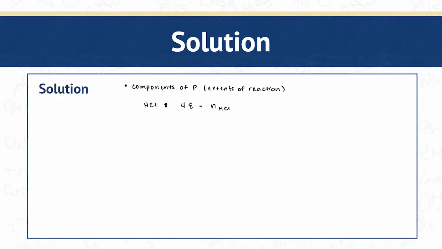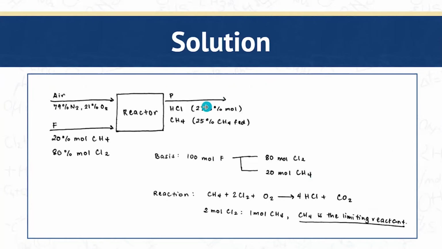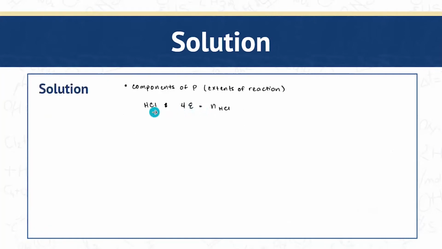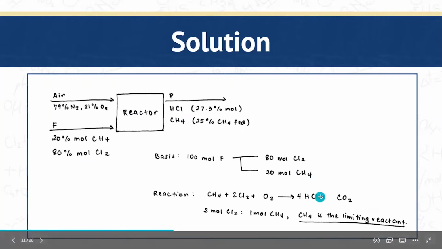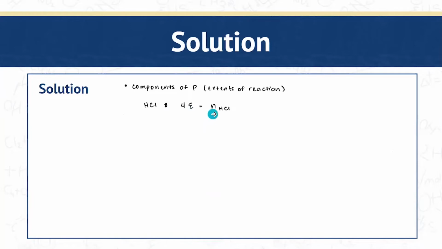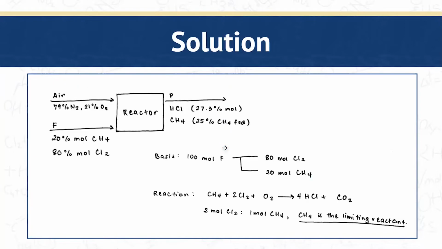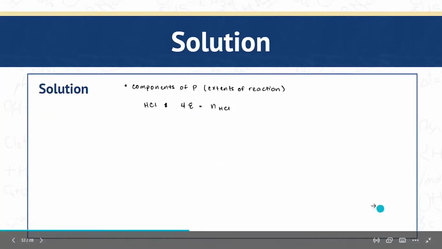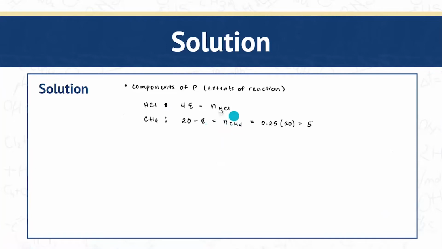Alright, so the next part of the solution, first I looked into the components of P using the extent of reaction method. The one that we know in P is hydrochloric acid. Based from the reaction, 4 moles of hydrochloric acid is produced per 1 mole of methane. So we'll take a basis of 1 mole of methane here. So 4 times epsilon is equal to the moles of hydrochloric acid in P. For methane, that would be the original amount of methane, 20, minus however much was consumed in the reaction, which we set as epsilon. So 20 minus epsilon is equal to the moles of methane in the product stream.